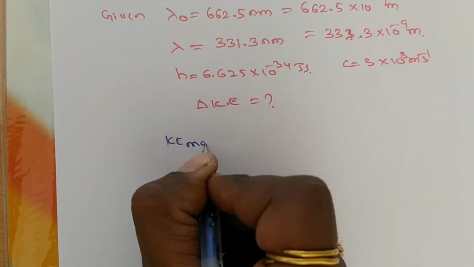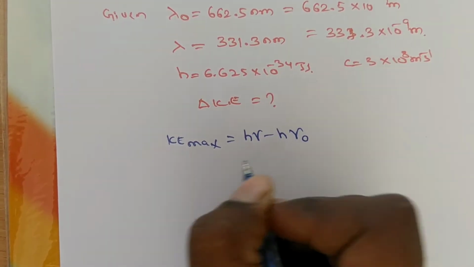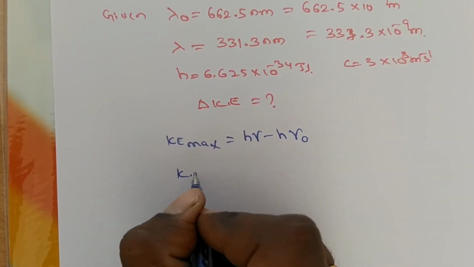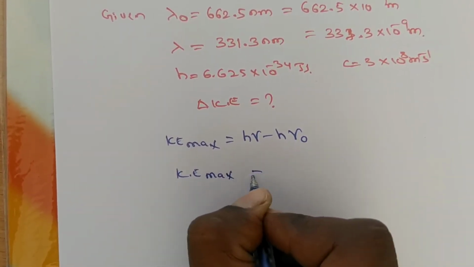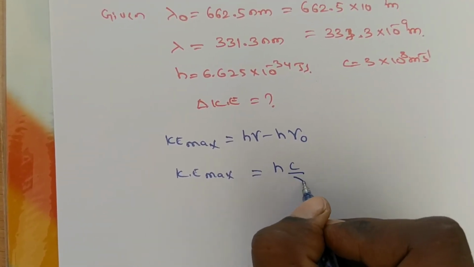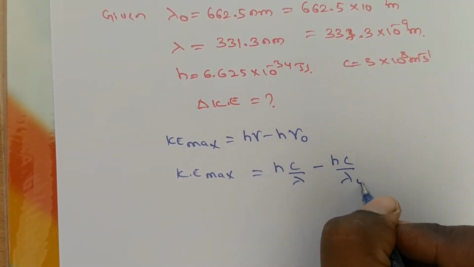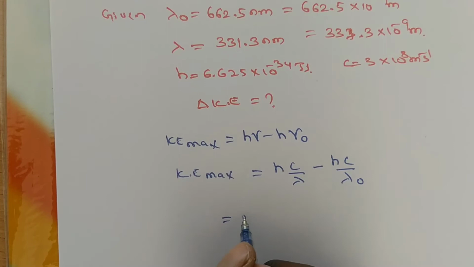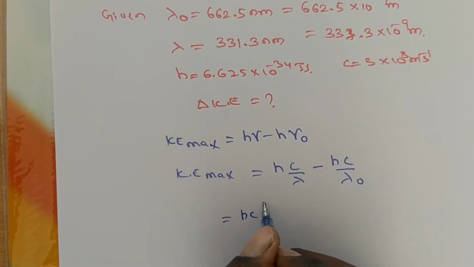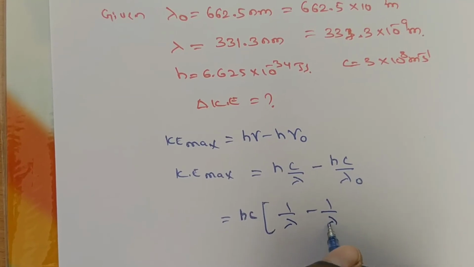Kinetic energy maximum is equal to h nu minus h nu naught. Here h nu means hc divided by lambda, and h nu naught means hc divided by lambda naught. Hc is a constant, common outside, and those two are constant values, so we get 1 divided by lambda minus 1 divided by lambda naught.